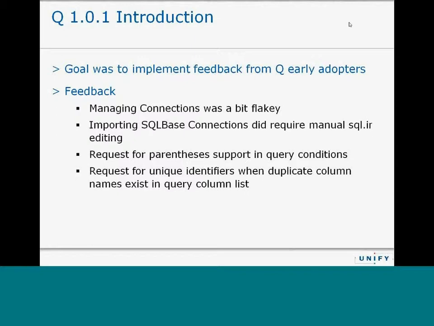Then we had the request for more complex query conditions that allow the use of parentheses in the condition. Another request was for unique identifiers when using duplicate column names. For example, you do a join of 2 tables, and both tables contain an ID column with the same name. Previous versions of Report Builder would only display ID, and you wouldn't know from which table the ID column came. Now that has changed, and for duplicate names, you will see the table name in front of the column. A few nice and sweet enhancements to Q.